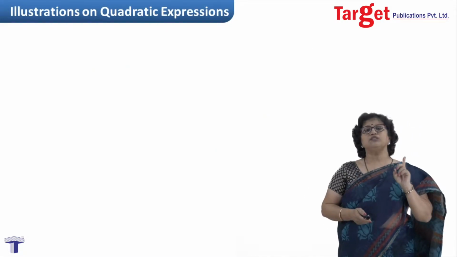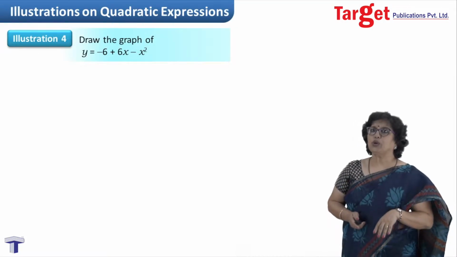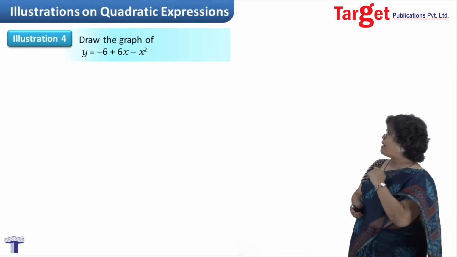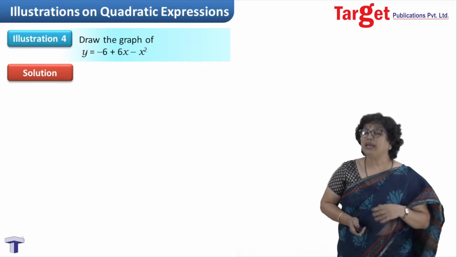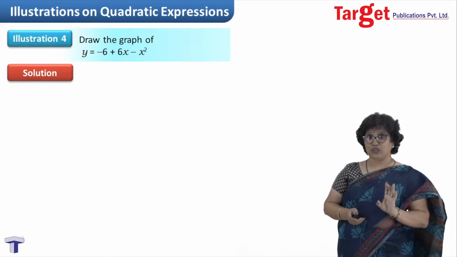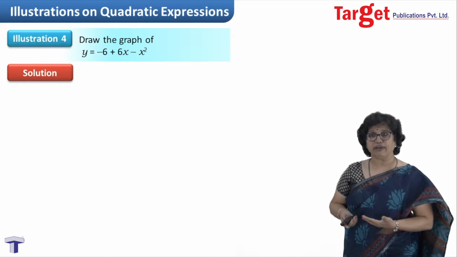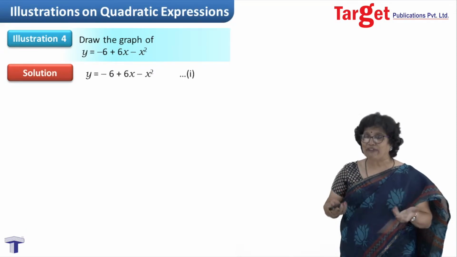Now, one more small example we will take, and then we may finish our session. So, next is y equal to minus 6 plus 6x minus x square. Now, here the difference from the previous one is that the x square coefficient is minus 1. So the picture may be a little different. I do not disclose right now what we may find there.